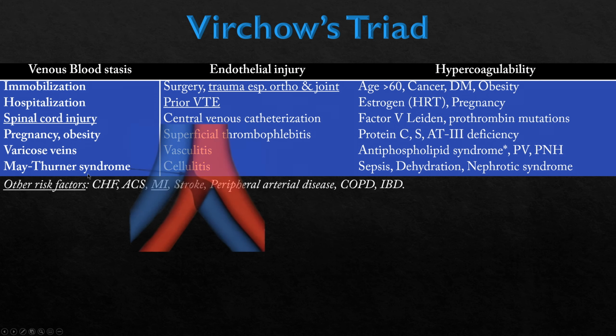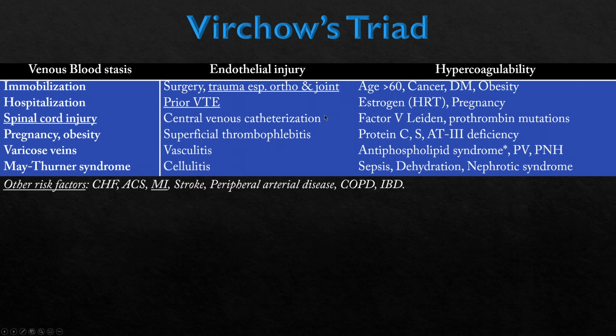Now, May-Thurner syndrome is a compression. As we know, on the left side, there is a compression of the right common iliac artery compressing the left common iliac vein. Now, this compression, which occurs on the left side, usually leads to this area being more susceptible to being a place where thrombus occurs, all right, known as May-Thurner syndrome.